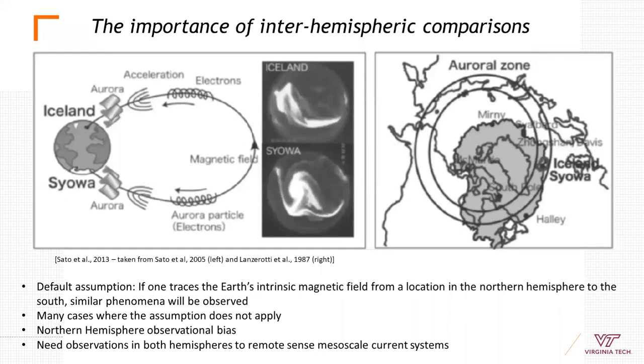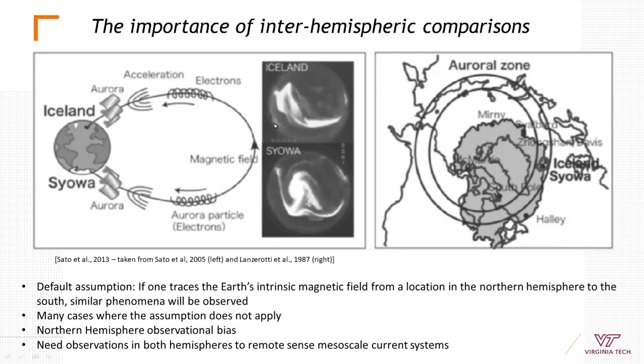So why do we need this two-dimensional magnetometer array in Antarctica? The reason is we need to study space weather impacts globally. And an important part of that is the interhemispheric comparison. A showcase here is Sato et al.